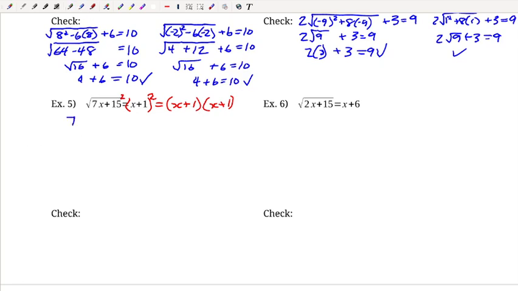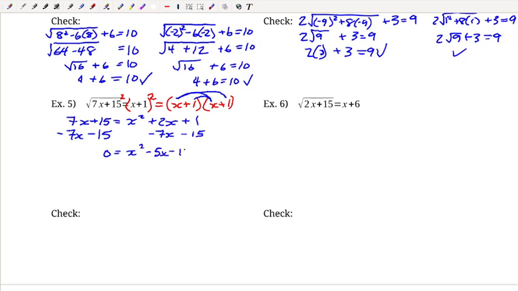So on the left-hand side, happy day, I just get rid of my square root. That was easy. On the right-hand side, x times x gives me x squared. x times 1 plus 1 times x is going to be a 2x. And 1 times 1 is going to give me plus 1. Now again, when I end up with a situation where I've got an x squared and an x term and another x term, I should be thinking I'm going to eventually need to factor, so I'm going to move everything over to the right-hand side. So I'm going to subtract 7x from both sides and subtract the 15 from both sides to get me equal to 0. So 0 equals x squared, 2x minus 7x is minus 5x, and 1 minus 15 is minus 14.